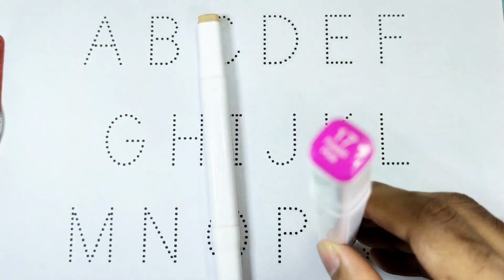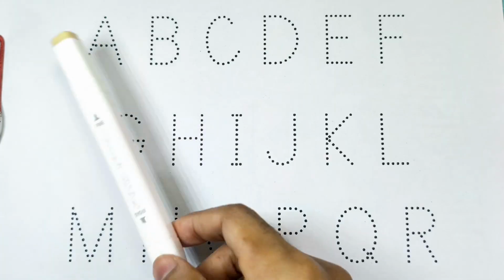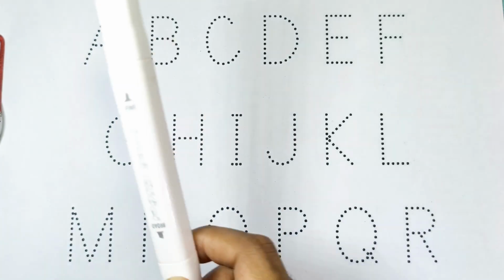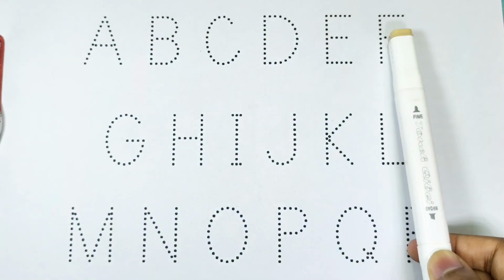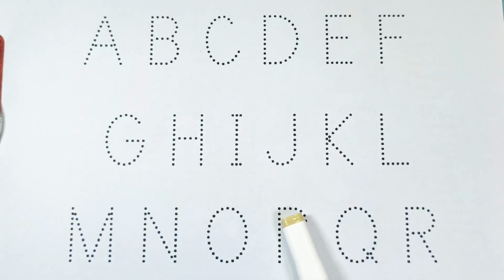The next one is pastel pink color. And the last one is cream color. Today we're writing capital letter alphabets A to R. A, B, C, D, E, F, G, H, I, J, K, L, M, N, O, P, Q, R.